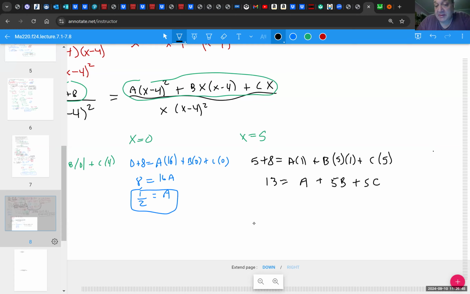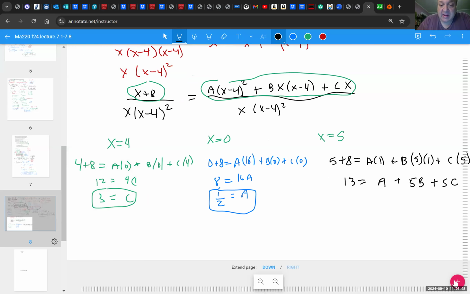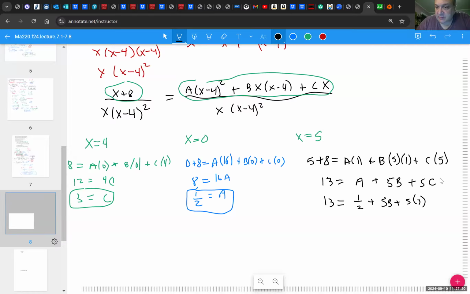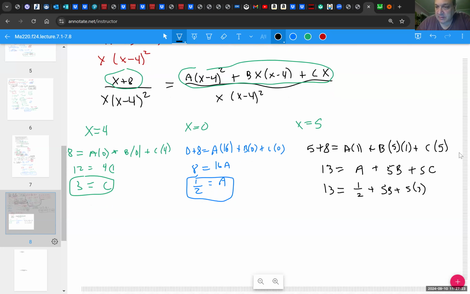So this may look complicated, but remember, we already know that a is 1/2, and we know that c is 3. So we already know the value of a, we already know the value of c. So let's just put those in there and be able to solve the problem for b. So using our values that we already have figured out, we get 13 is equal to 1/2 plus 5b plus 5 times 3. All right, just putting in the values for a and c. And now, I just do my little algebra thing, and I solve for b.